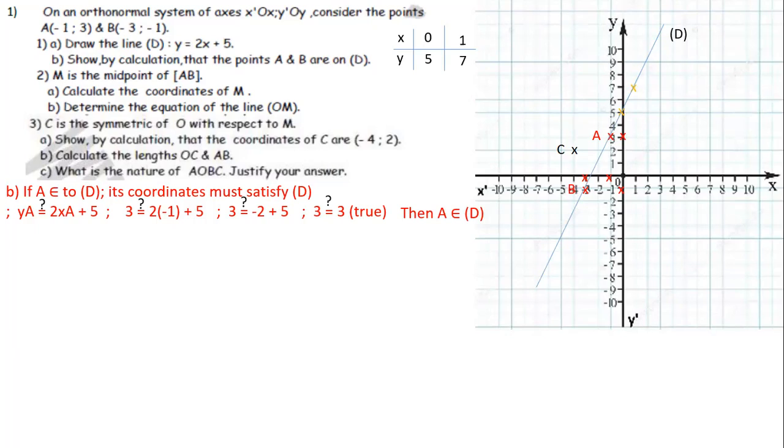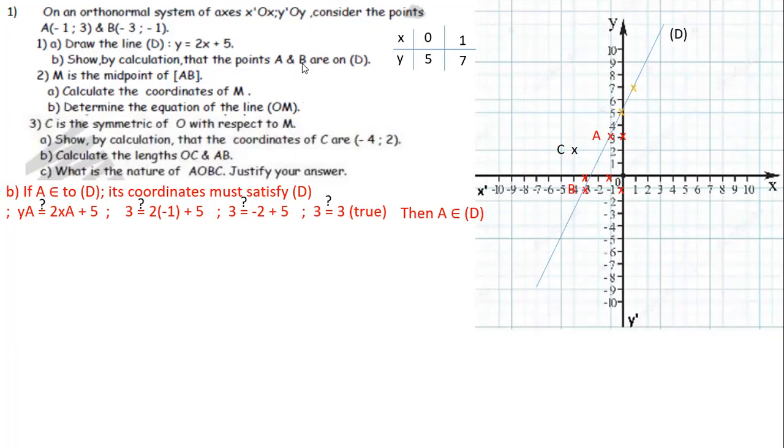Adam? Who doesn't answer will be removed, okay? Adam put the phone down and left. Come on Adam, a moment ago Alex verified that A belongs to line D.